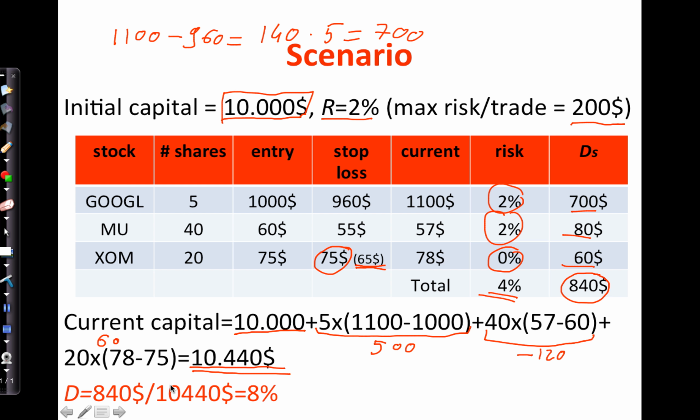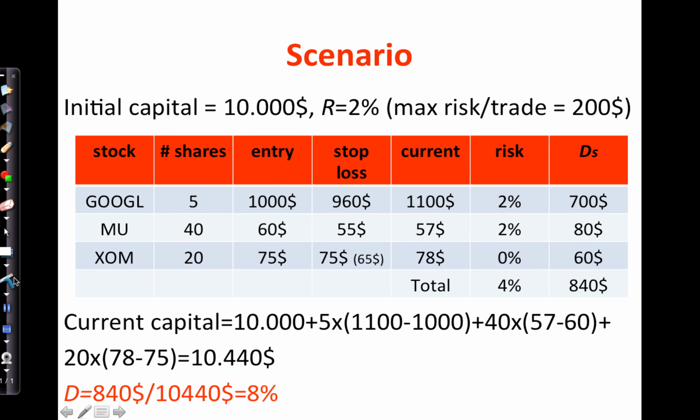But if we hit stop loss, we are going to lose $840. And this represents something around 8% of the capital. So you see that even though our risk is actually 4%, okay, compared to the initial capital, the maximum drawdown we can have is 8%. And this is very important because we don't want, of course, to have big drawdowns in our capital, right?